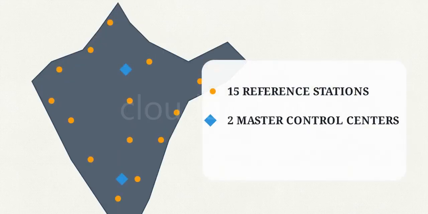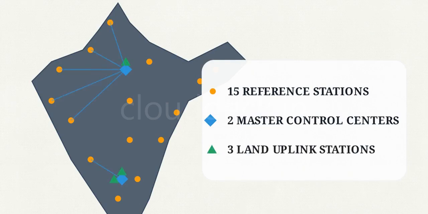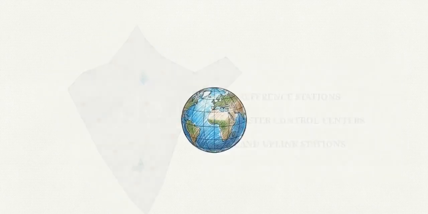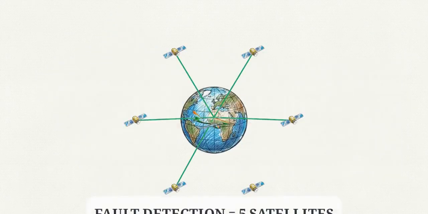For India's GAGAN system, memorize these counts: 15 reference stations, 2 master control centers, and 3 land uplink stations. For GPS RAIM, you need 5 visible satellites to achieve fault detection. To isolate a faulty satellite, you need 6 for fault detection and exclusion.